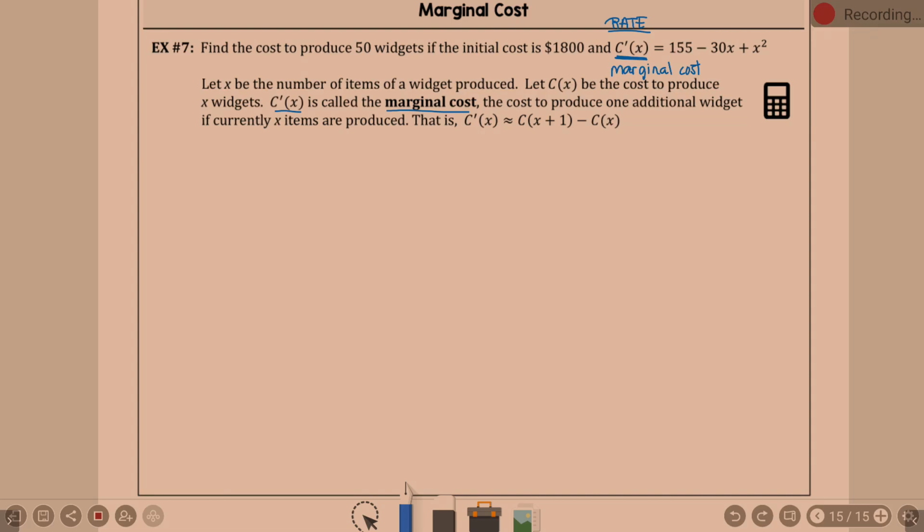1,800 plus C prime of X. Okay. Yeah, I have it written out differently, but that's exactly what we need to think: there was the 1,800 plus the integral from, did you give me the time frame? 0 to 50 of C prime of X dx, right? Now, the key is they told me C prime of X here, didn't they? So you're doing the integral from 0 to 50 of 155 minus 30x plus x squared dx. Interesting enough, I did this one by hand, but it is a calculator icon, isn't it? Yeah. Okay. 1800 plus the integral.